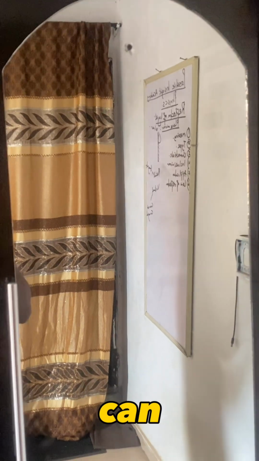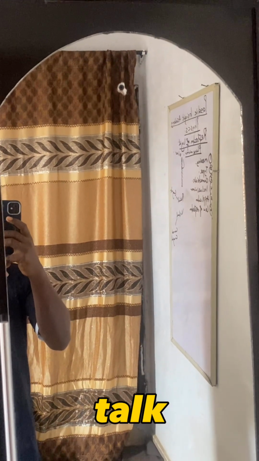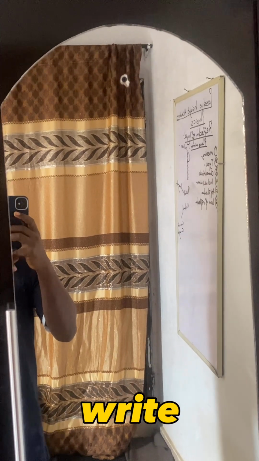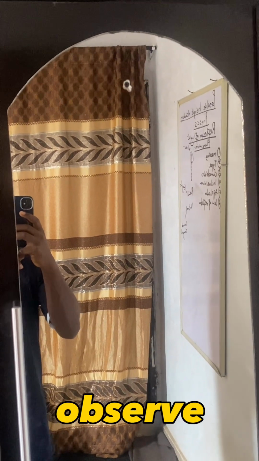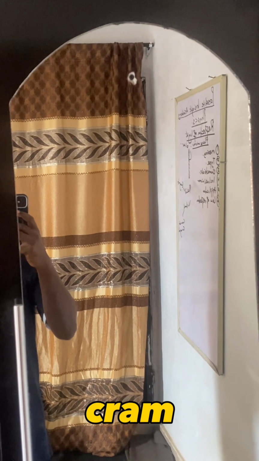So as you can see now, this is a plane mirror. Now we want to talk about the characteristics of this plane mirror. What you see, that is what you are going to write. What do you observe on the plane mirror? But you don't need to cram the characteristics.